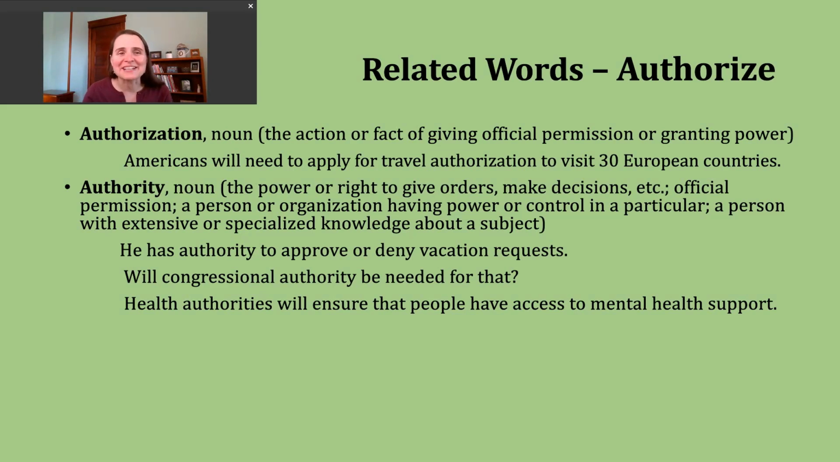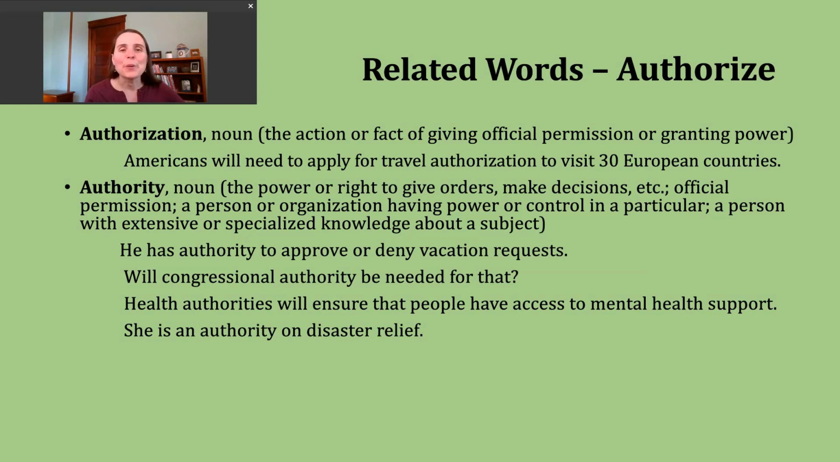A fourth way you might hear the noun authority used is to refer to someone who has extensive or very specialized knowledge about a subject. An example of this: she is an authority on disaster relief, right? So knows a great deal about maybe how to organize resources, how to help people in certain types of crises.